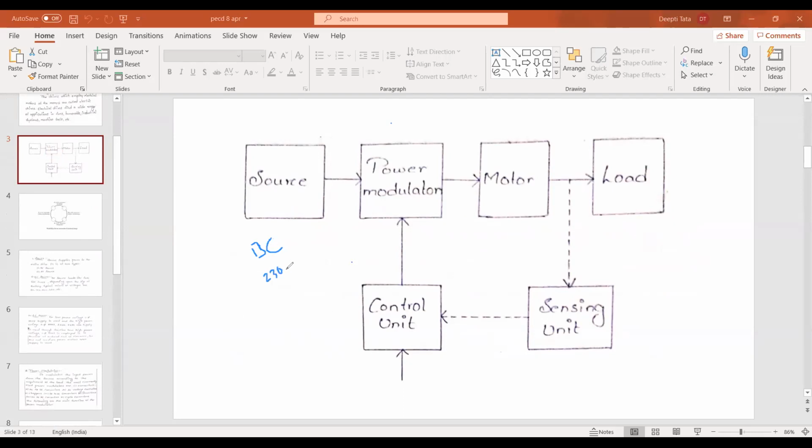But in order to run this DC motor, 230 volts is not required. Only 100 volts is enough. Just imagine, not 100, 110. Right? So you have to convert this 230 volts to this 110 volts. For this purpose, what do you have to do? Which modulator do you have to use here? Step down chopper, ma'am. Step down chopper. That means here the power modulator is nothing but a chopper. By using this chopper, you have converted 230 volts to 110 volts.